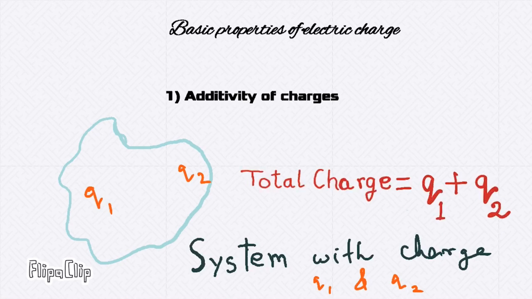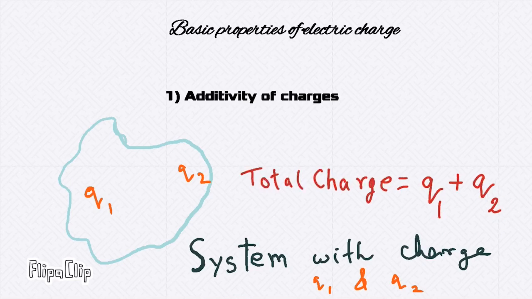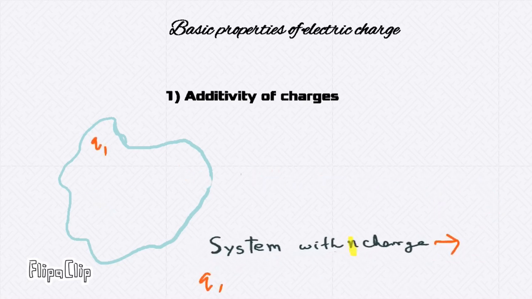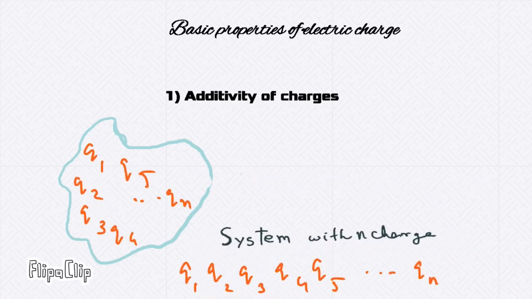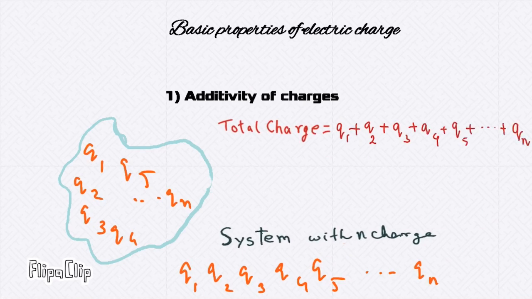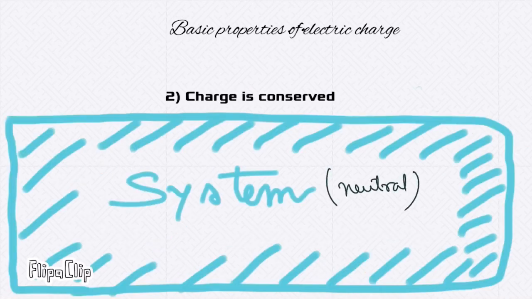Now this idea can be expanded and we can consider a system with n charges, say Q1, Q2 up to Qn. Then the total charge would be given as Q1 plus Q2 plus Q3 up to Qn. All the charges would be summed up to get the total charge of that whole system. Now let's move to the second basic property of electric charge. The second property simply says that charge is conserved.